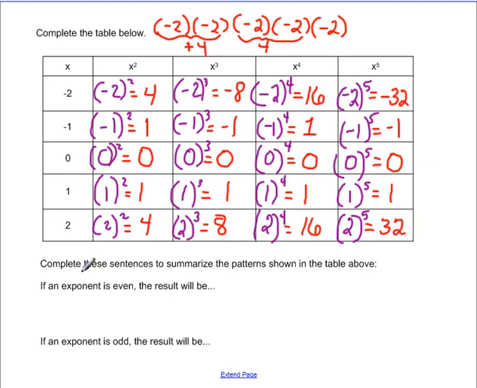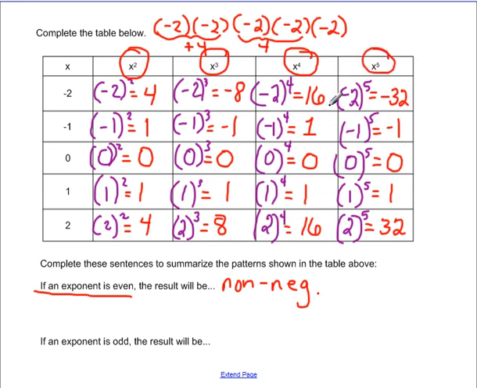So let's see if we can summarize some information here. If an exponent is even, notice our even exponents are in the x squared and x to the fourth columns, my results are always going to be either positive or 0. So we can say the result will be non-negative. But if the exponent is odd, we can see that the sign of my answer is going to change depending on the sign of the base. So the result will be the same sign as the base. And that's our rules.